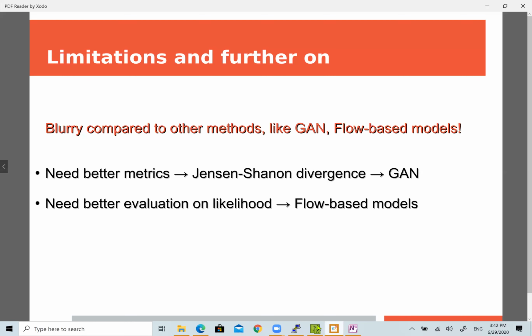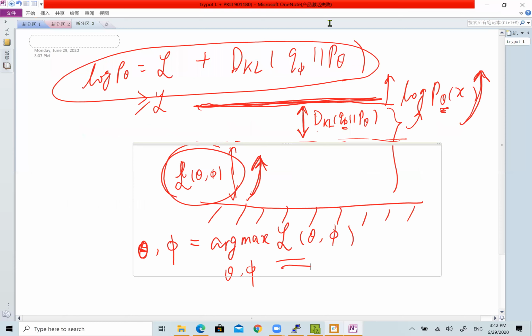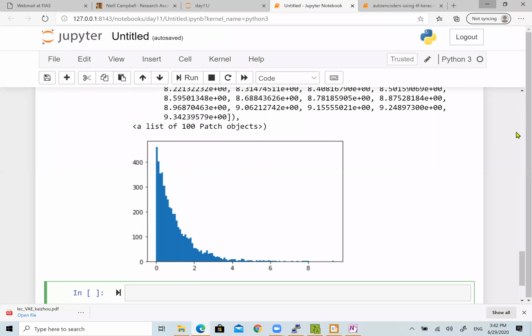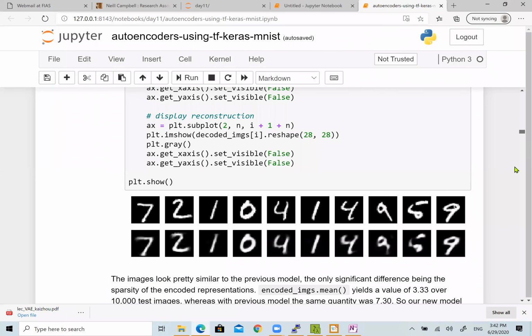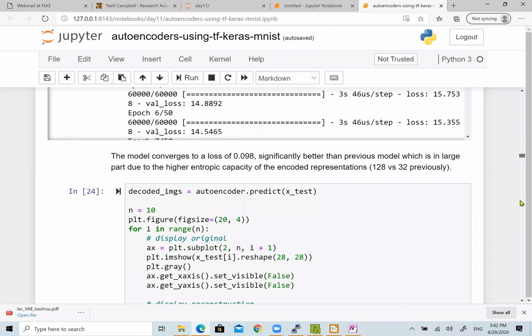Okay, so maybe I have no time. I just quickly show you the code part. I only show you the loss function part, maybe that will be enough.